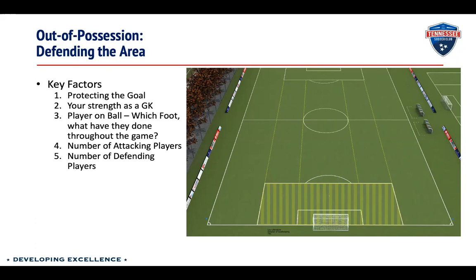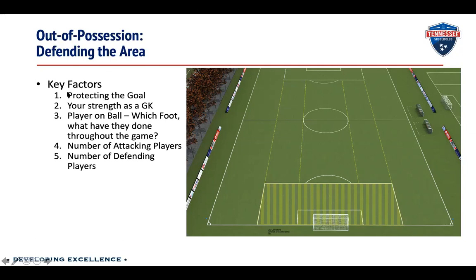Coach? Two things here. One is that Coach Lou mentioned range, and range means how far you can come off of your goal line to claim a cross or a serve. And it varies for everybody depending upon your physical abilities and your dimensions.